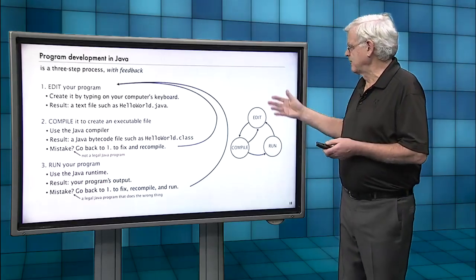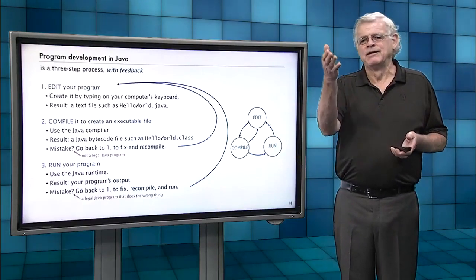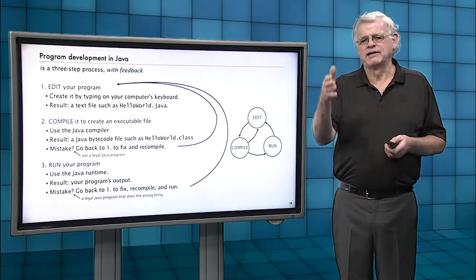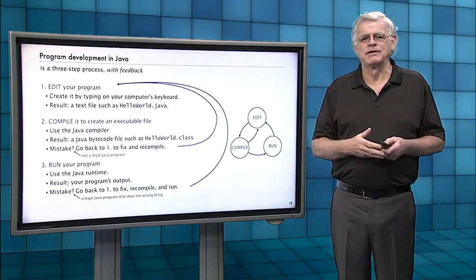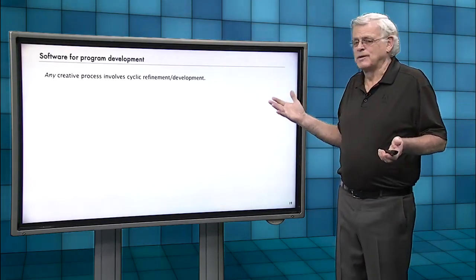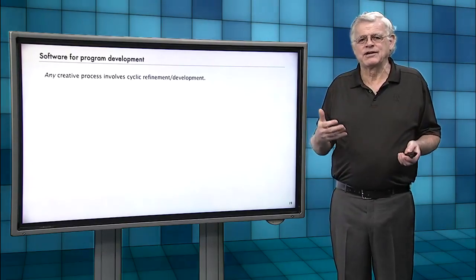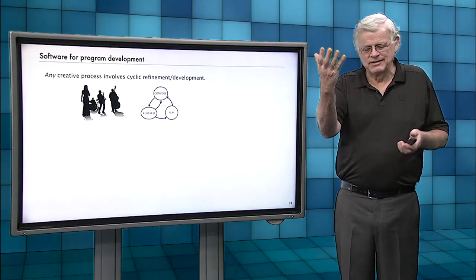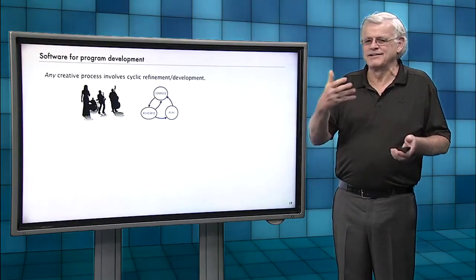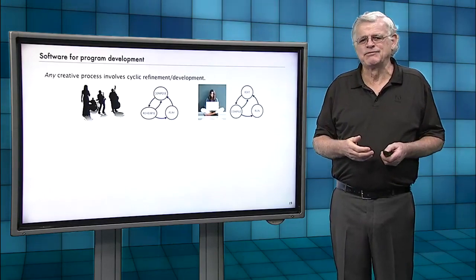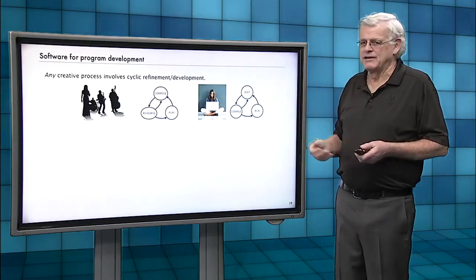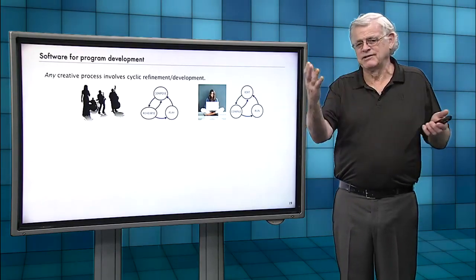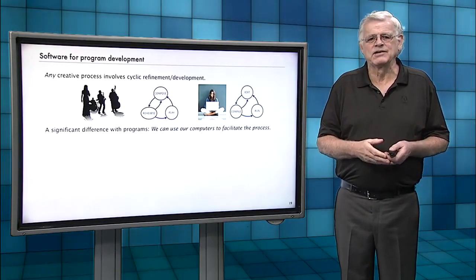So it's a little three-step process with feedback where usually you edit, compile, and run, and if there's ever a mistake, you have to go back and edit again. That's program development. Now this isn't so unusual. Any creative process has this kind of refinement and development. So this is like music. There's compose it and rehearse it and play it, and you have the same type of feedback. Any kind of creative process is going to have this same thing. Maybe there are a few more steps, but it's the same basic idea.